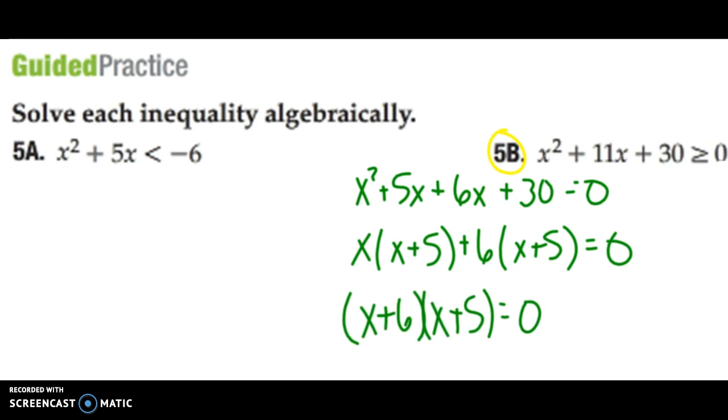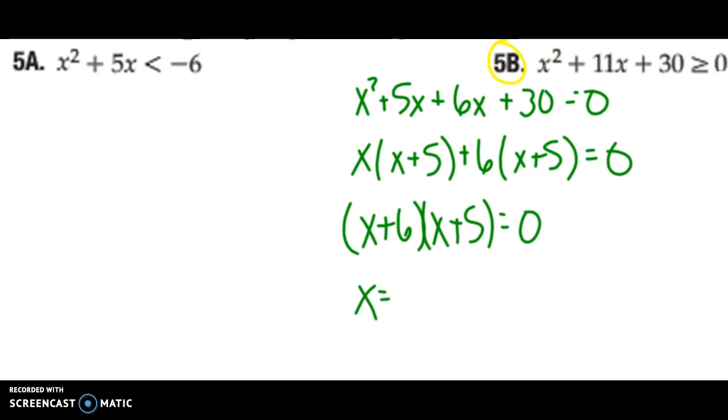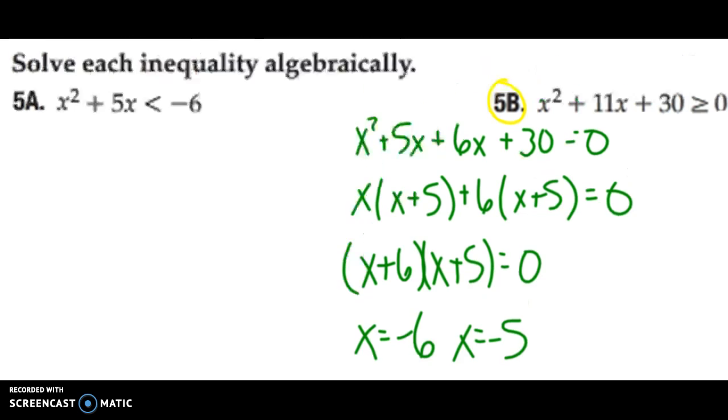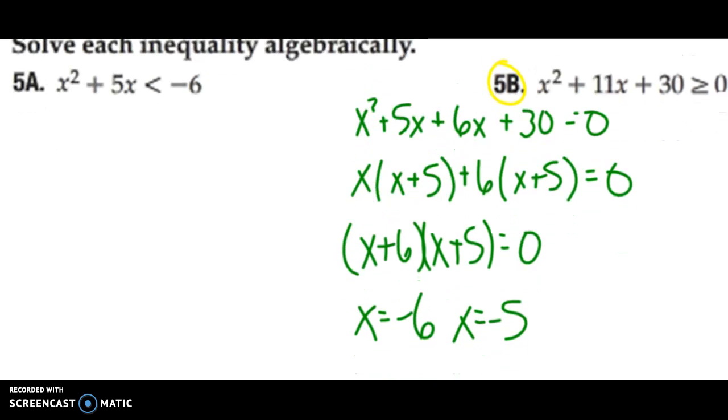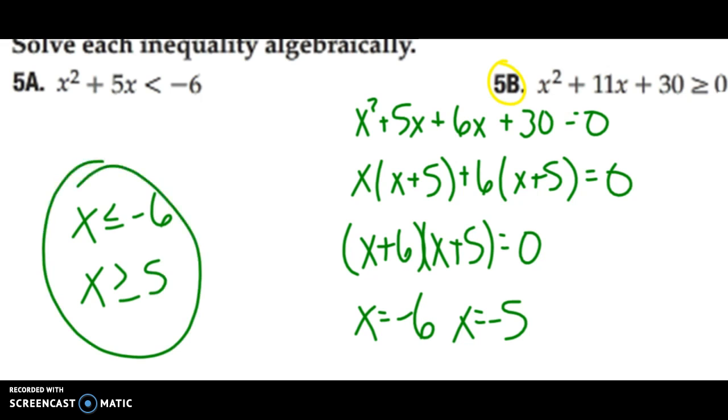So then we get x plus 6 equals 0 or x plus 5 equals 0. When we solve each one independently, we find that x equals negative 6 and x equals negative 5. And we can try our three different cases. What we end up finding is that x is less than or equal to negative 6 and x is greater than or equal to negative 5.